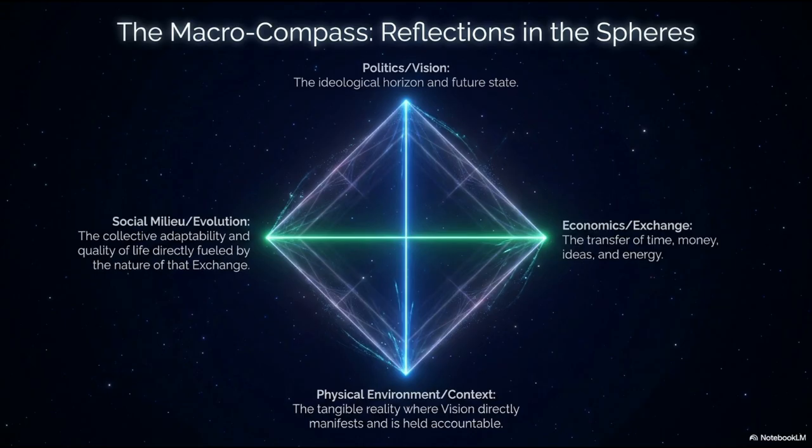Yeah. And similarly, look at economics, the sphere of exchange, so time, money, resources. Right. The text argues this reflects directly in the social milieu, which is the sphere of human evolution. So an economically robust and fair society will physically manifest a social environment that is highly evolved. Yeah. Exactly. Widespread access to comforts, education, innovation. But an economic system based on scarcity or extraction and hoarding, that manifests the opposite. A stressed, stagnant, volatile social fabric. Yeah. The spheres are constantly holding a mirror up to each other.